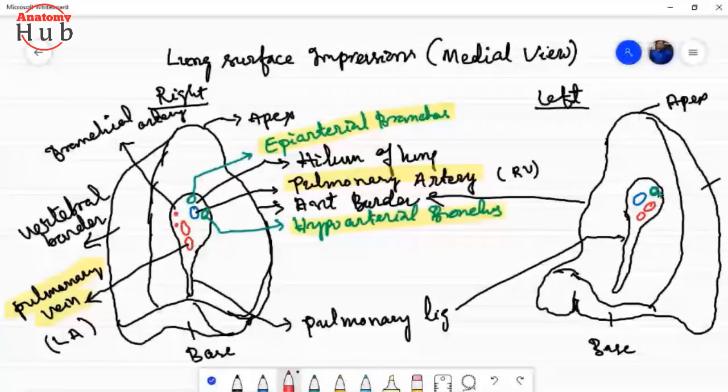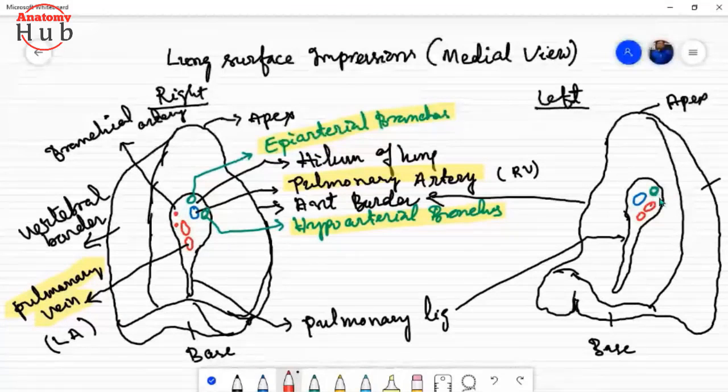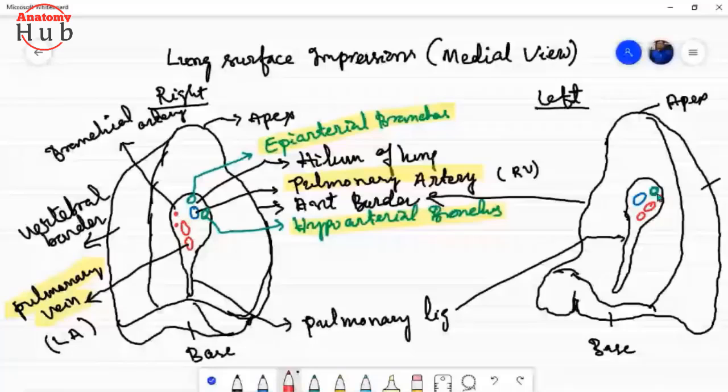Only you'll get the single pulmonary vein. Along with that, only a single bronchial artery. On the right you'll find a double bronchial artery, but here you'll find only the single bronchial artery, right? So this is the left lung, right?